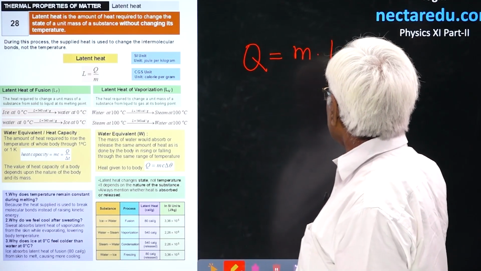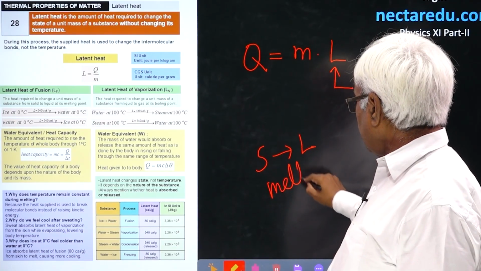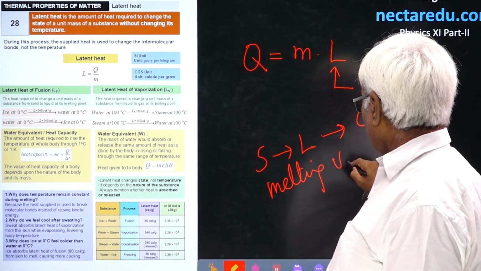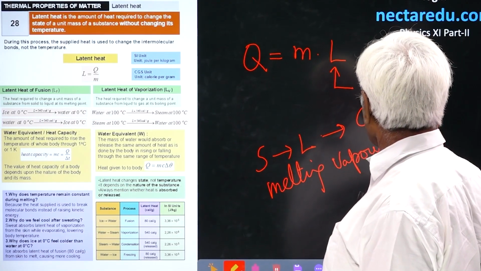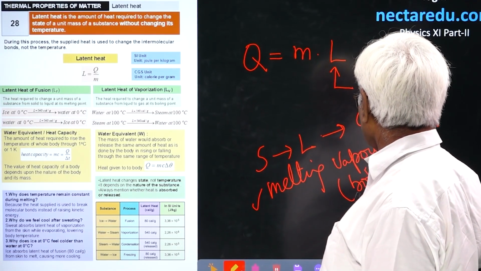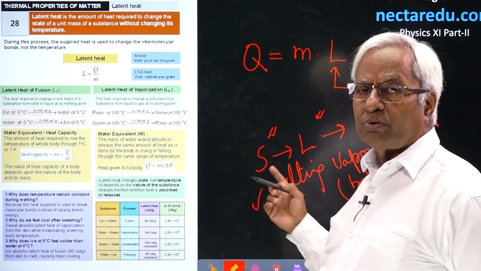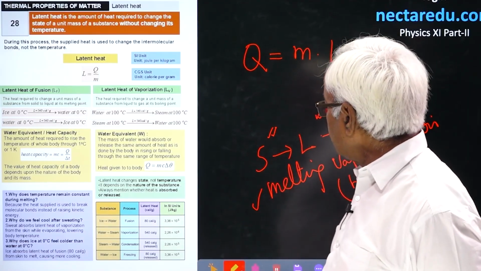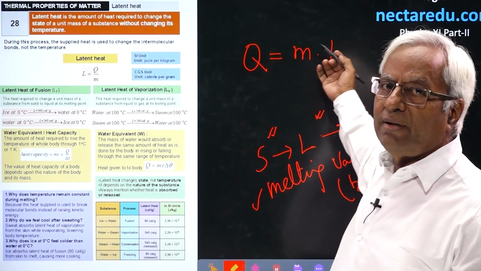L is latent heat. When it is from solid to liquid, you call it melting, and if it is liquid to gas, you call it vaporization, or also boiling. In these two processes, heat will always be required, and that is known as latent heat. If we consider the process of melting, it's known as latent heat of melting.